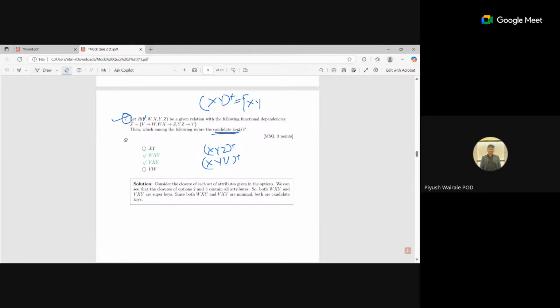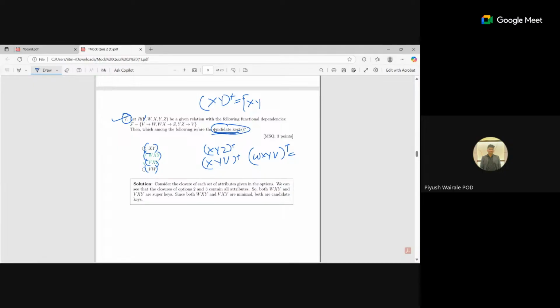Some students will simply go for the closure of each and every attribute and find which one gives all the attributes, and mark that as the answer. But that will only give us a super key. So we have to check for the minimal one. Even if I say WXYV here, if you take the closure of that, you will get all the attributes. So make sure what is asked in the question.